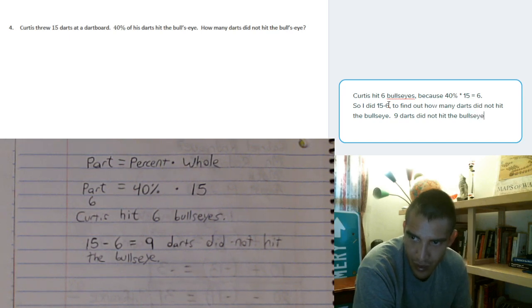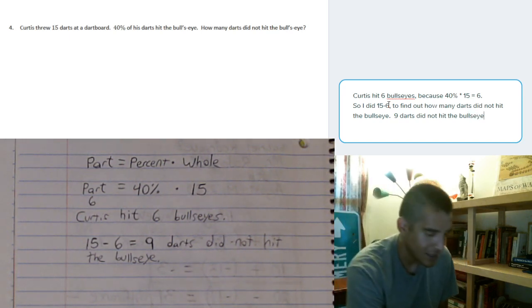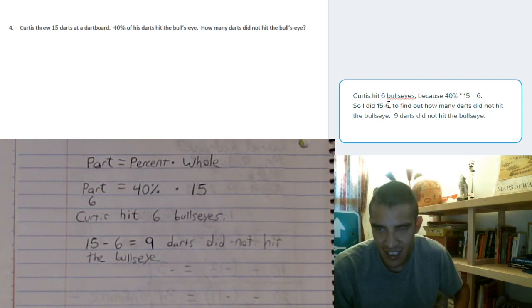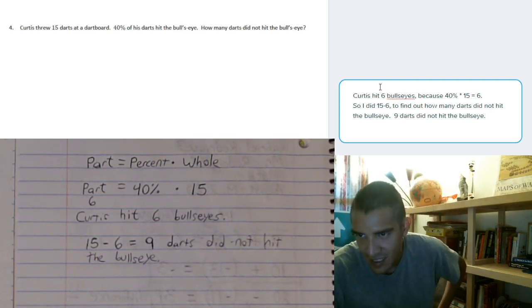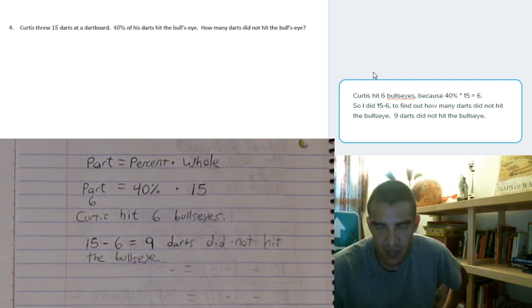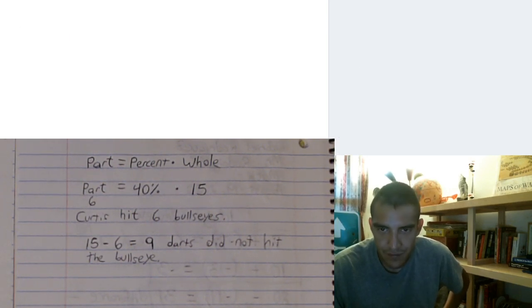I should have put a little drawing option on this, because then you could actually draw 6 dots inside the bullseye and 9 dots outside the little bullseye. But that's your response, and that's your work. Please pause the video, copy the work, copy my response if needed. Thank you. Moving on.